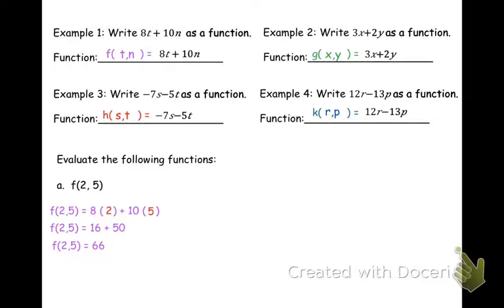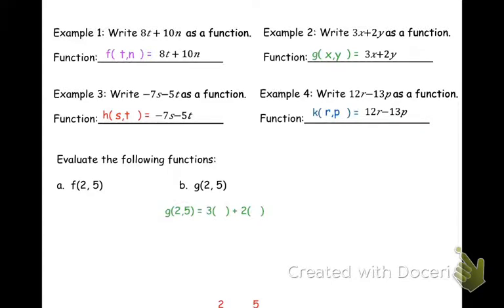So for b, we're going to have g of 2 comma 5. That means the first number 2 represents the x value. The second number 5 represents the y value. So I'm going to go ahead and plug in the 2 and the 5 in the respective locations and just evaluate 3 times 2 and 2 times 5. We have 6 plus 10, which gives me 16. These are pretty straightforward examples. We can make them way more complicated by adding more numbers.